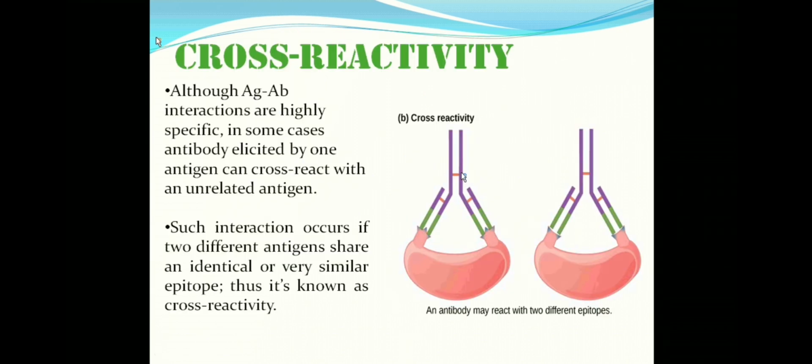Then next, cross reactivity. All the antigen antibody interactions are highly specific. In some cases, antibody elicited by one antigen can cross react with an unrelated antigen. Such interaction occurs if two different antigens share an identical or very similar epitope. Thus, it's known as cross reactivity. This is the diagram explaining the cross reactivity.